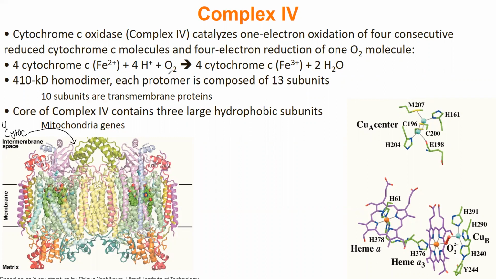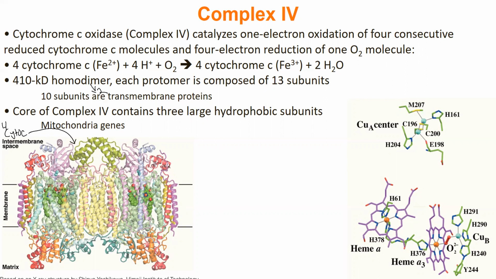So finally, at complex 4, we have made it to oxygen to make our water. This is a huge complex, 410 kilodaltons. Each part of this complex, it's a homodimer. So dimer, again, means two. Homo means the same. So it's two of the same proteins coming together to make a big complex. Each of these dimers, 13 subunits. So just a very big protein.